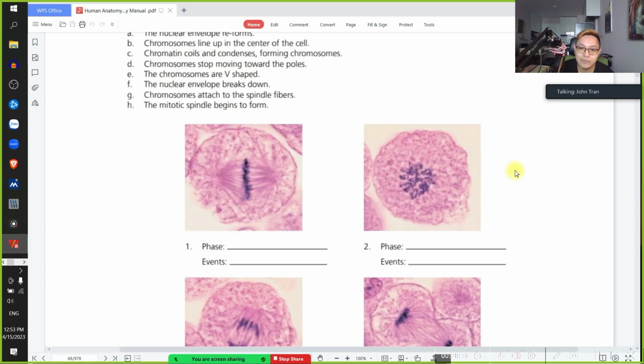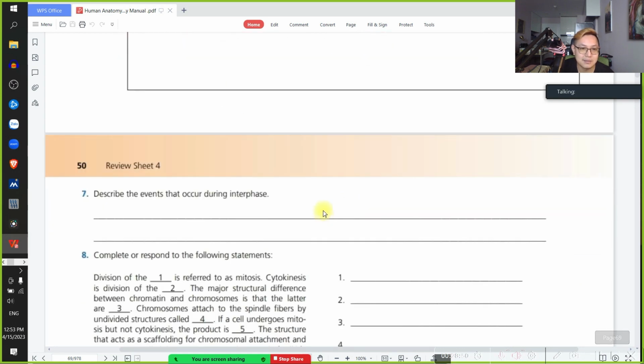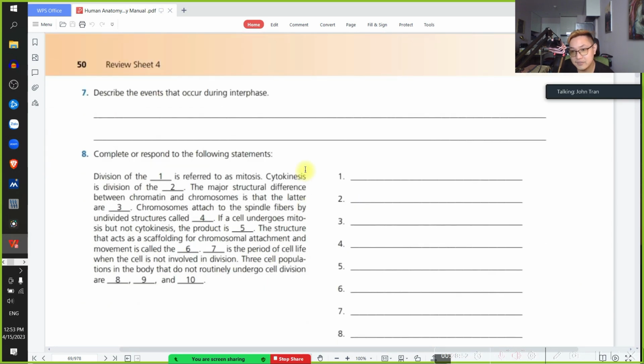Yeah. Okay, so number 6, you have to draw the phases of mitosis. Phải vẽ hả? For a cell that contains 4 chromosomes as its diploid or 2n number. Chắc em vẽ được mà, you can draw it, I'm sure, right? Yeah. Okay, you can draw it. Now, describe the event that occurred during interphase. Trong kỳ trung gian có chuyện gì xảy ra? Okay, I'll give you like 2 minutes. Okay, start. Okay, what happened during interphase now? Can you talk about it?